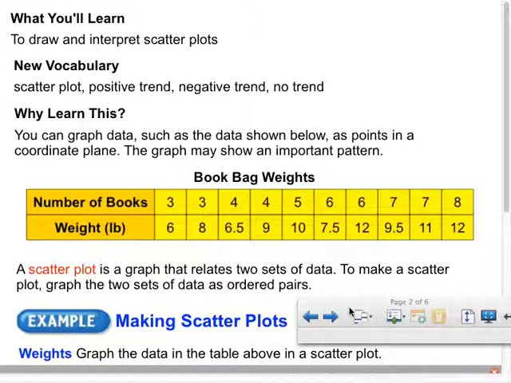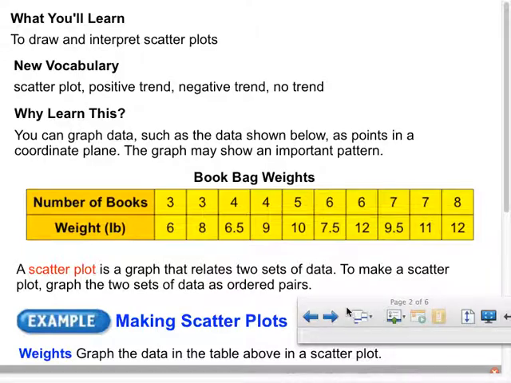Now here's the thing. Positive slope, think about that word, because this new vocabulary word, positive trend, they go together. Negative trend goes with negative slope, think about that. And then no trend doesn't mean no slope, it's like there's no relation. You'll see what I'm talking about in a moment.